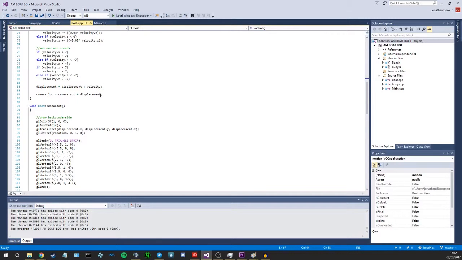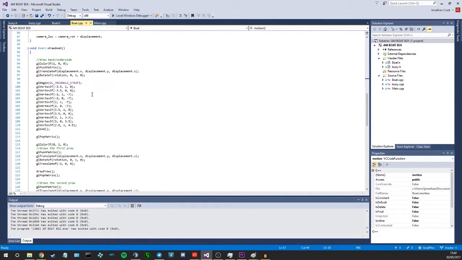Then we just keep the camera location so that the camera stays behind the boat at all times and moves with the boat. When we draw the boat, we use push and pop matrices. This push matrix means that we take a copy of the current location of everything that we've drawn in the scene so far. So we then move where we want to draw the boat by the displacement of the boat, so that we draw the boat where it should be.